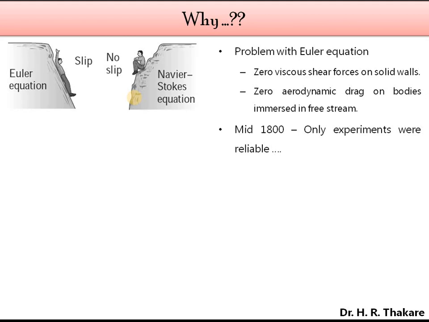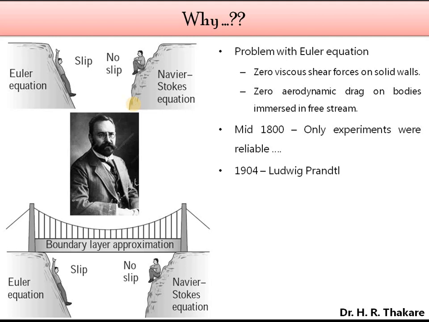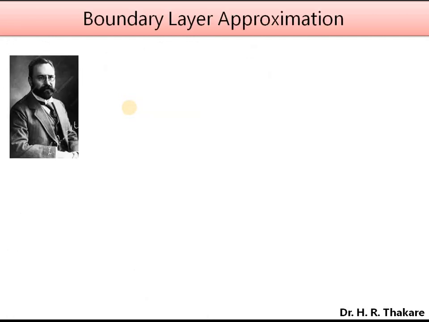Previously, only experiments were considered reliable to obtain a realistic solution for the flow physics. Mathematics was not so much developed, and then in 1904, Ludwig Prandtl, a renowned physicist and fluid mechanics scientist, came up with his idea about boundary layer approximation. We can say that because of boundary layer approximation, the gap between Euler's equation and Navier-Stokes equation was bridged. The idea presented by Prandtl was very simple. He divided the flow into two regions.